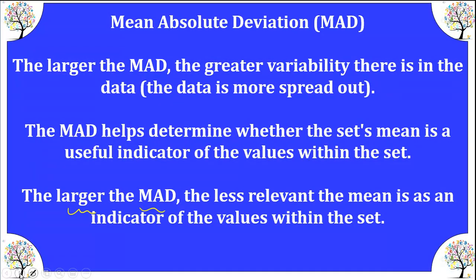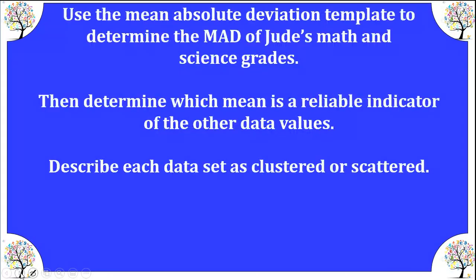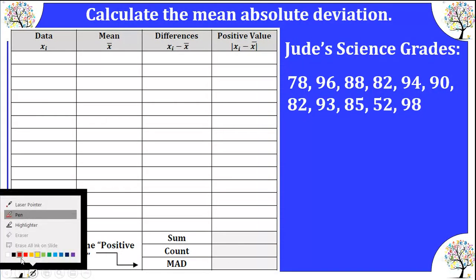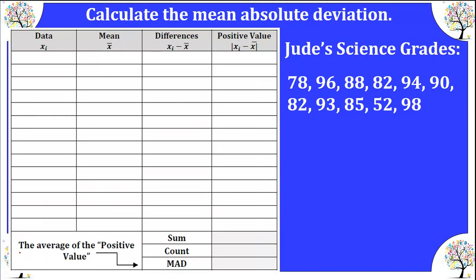The lower the MAD, the more predictable the data is. So we're going to take a look at our two sets of data, Jude's science grades as well as his math grades, and we're going to find the MAD, and determine if this indicates his data is scattered or if it's clustered.